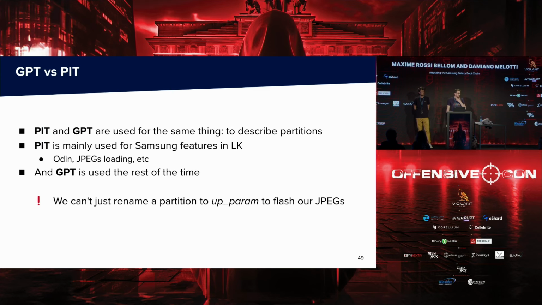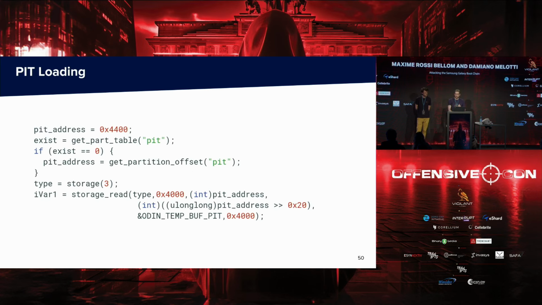So you might wonder why we have this GPT and PIT at the same time, since they are doing the exact same thing. Actually, the PIT is used by Samsung features, such as Odin or the JPEG loader, and the GPT table is used the rest of the time, such as loading Android images. So the up-param partition we are particularly interested in is retrieved using the PIT. So we cannot simply change the GPT table to mess with it. But there are other interesting things that can be changed, such as the PIT table. So let's first take a look at how the PIT is loaded.